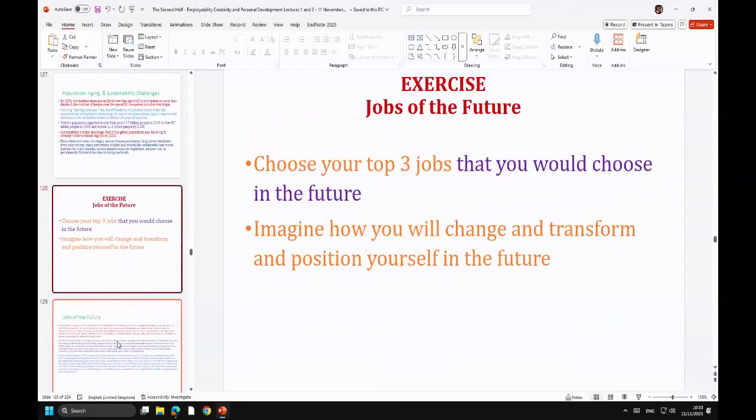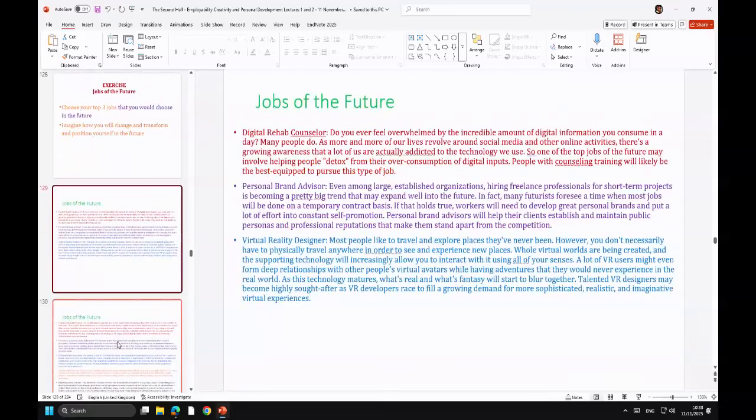So what are futuristic jobs? Jobs of the future. Have a look at these. Understand them. Position yourself in the long-term future. Which ones are closer to you? Have a look. Digital rehab counselor. This is about detoxing from online work and cell phones. This is about dealing with addictions, addictions to AI. Personal brand advisor. Virtual reality designer, designing these VR worlds. Which ones are closer to you?